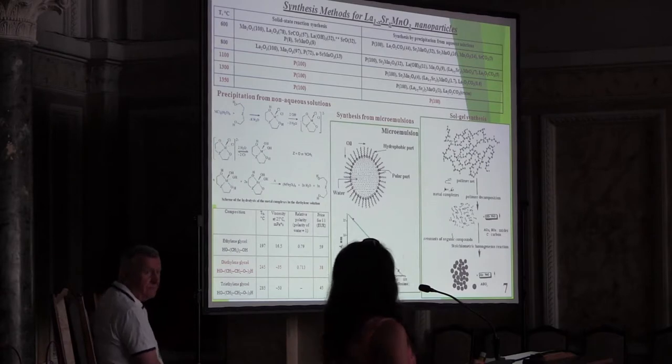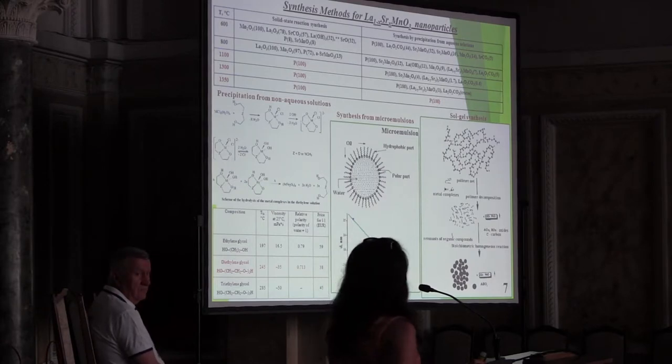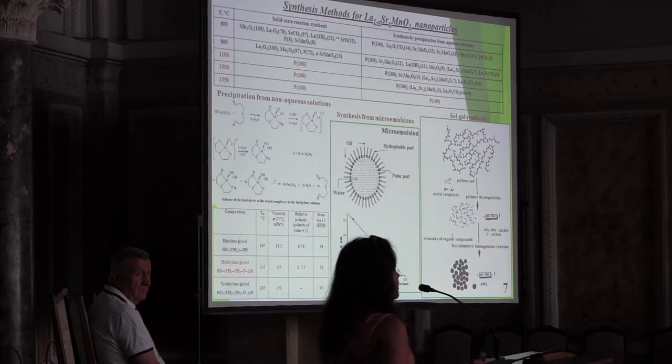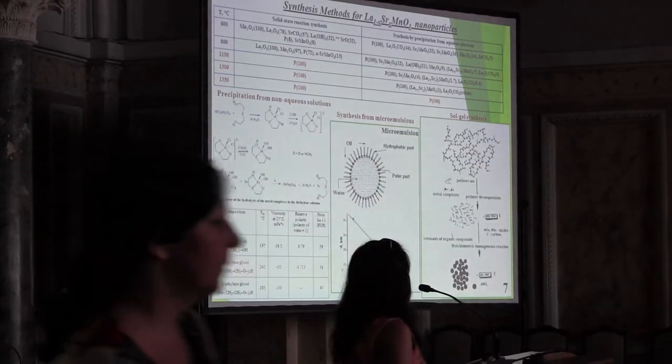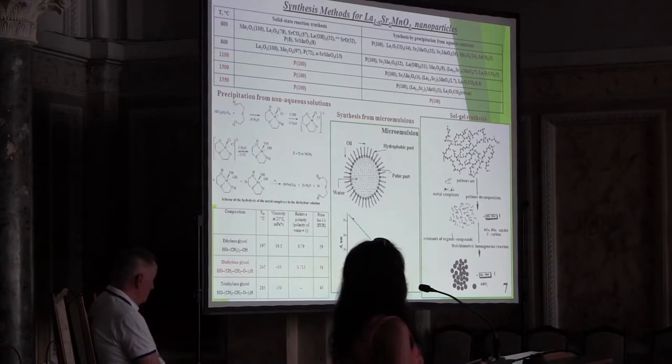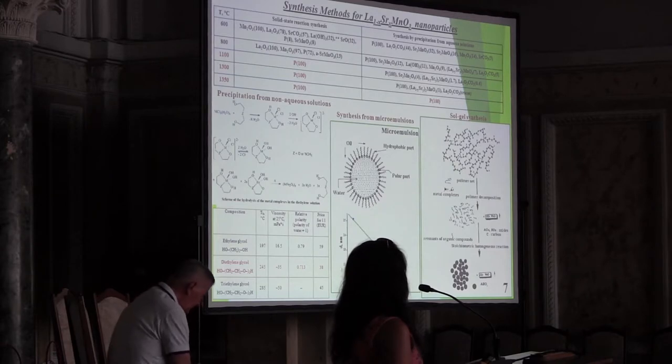Shortly about these methods. In the cases of sol-gel synthesis and precipitation from non-aqueous solutions, there are complexation reactions between organic compounds and metal ions, and nanoparticles are obtained during decomposition of such complexes. Moreover, the higher viscosity of organic compounds may allow preventing some interactions between nanoparticles in solutions. In the case of microemulsion, the synthesis process takes place in a so-called isolated nanoreactor, which is formed by surfactants and has a limited volume. And the particle size of such nanoparticles will depend on the parameters of such a nanoreactor and on the surfactant structure.